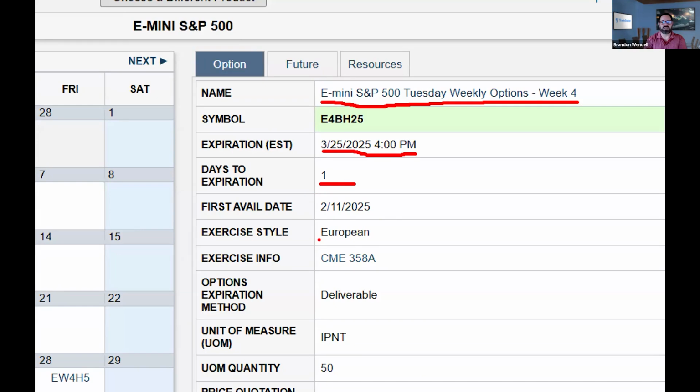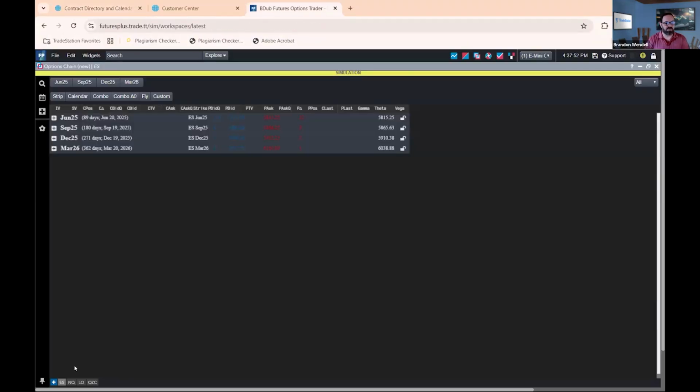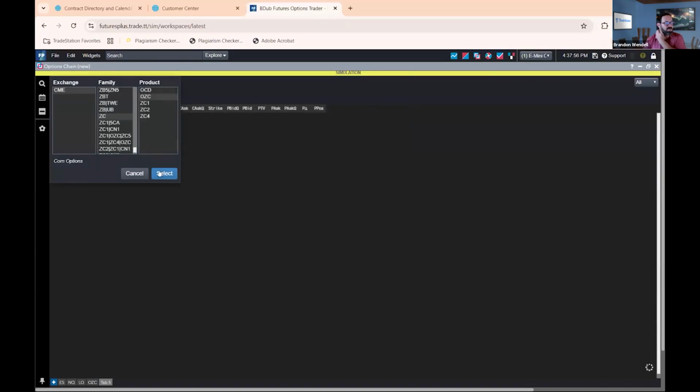And it is a European style, which means there's no early assignment or exercise, which is kind of cool. So that way if I sell options, I don't have to worry about an assignment and having to come up with cash or getting early deliverables. So I could trade these 0 DTEs and it shows me the symbol E4BH25. So I go back out and go to my platform and I can bring up the option chain for tomorrow's ES. Let's see, E4, which means the fourth week. You see you have E1, E2, E3, E4.